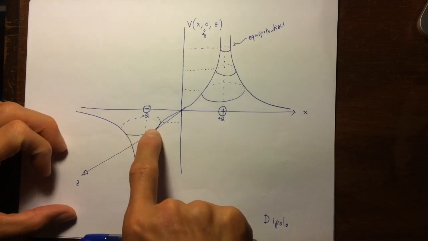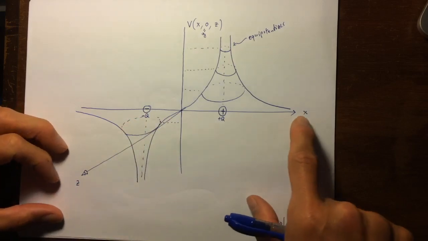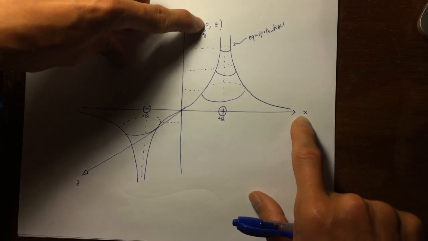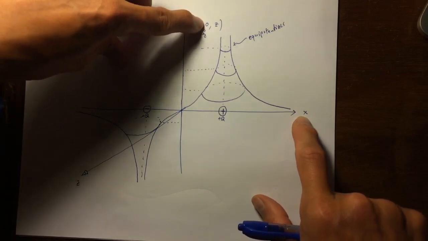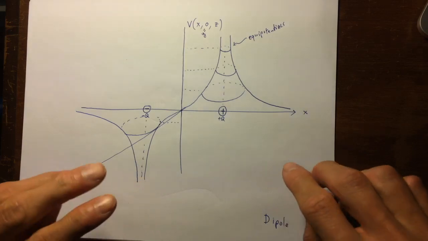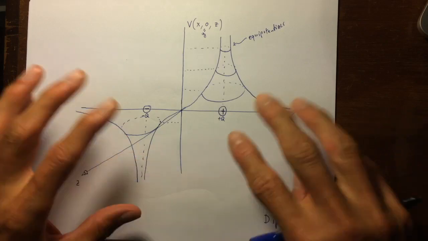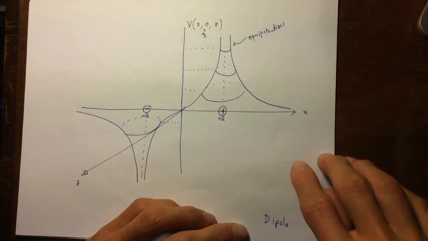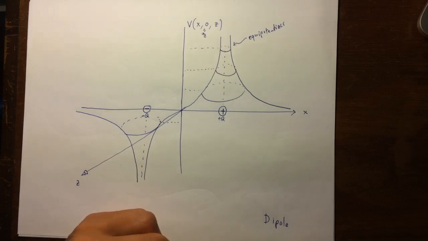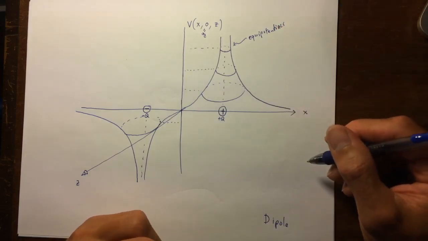So these are circles in the xz direction, but these are only slices through y equals 0. So these aren't really the picture of the full equipotential surfaces. This is like a slice. It's a projection onto y equals 0, in a sense. Yeah, so these are equipotentials.